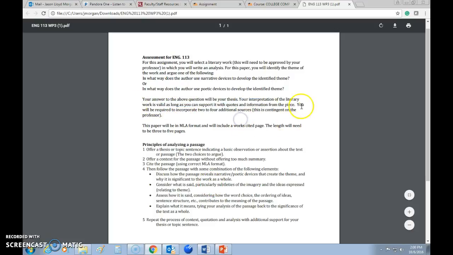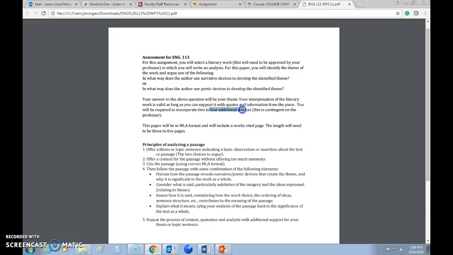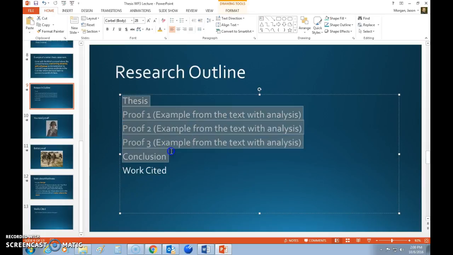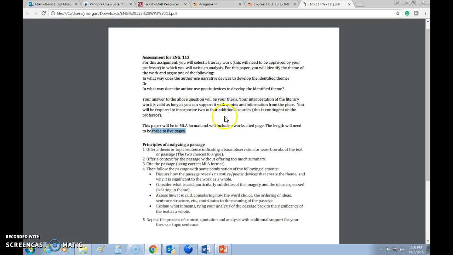Now, what does it say? It says incorporate 2 to 4 additional sources. Well, you used 4 sources in your annotated bibliography. I want you to use all 4 of those sources. Why? Because your paper has to be between 3 and 5 pages. That is set by the school, not by me. If you follow this, thesis, proof, conclusion, the works cited does not count as one of those 3 to 5 pages. This stuff right here counts as the 3 to 5 pages. In order to get to 3 to 5 pages, you really probably need to use all 4 of your sources to help you with your paper.